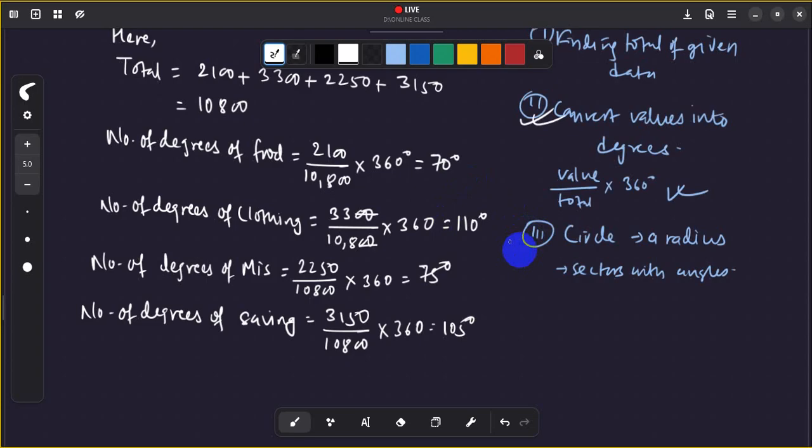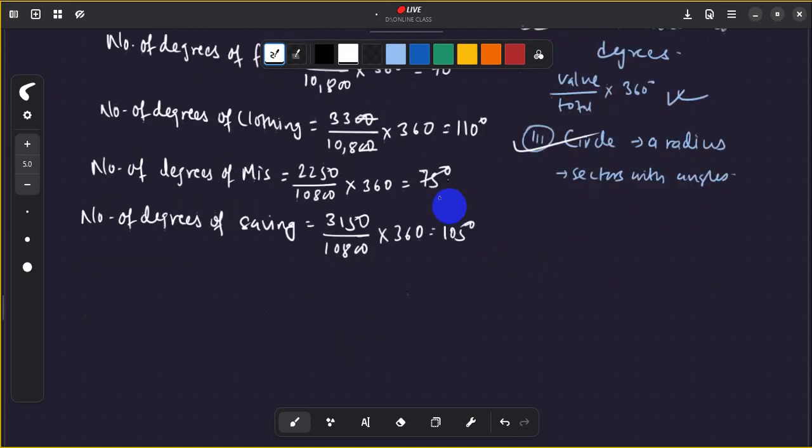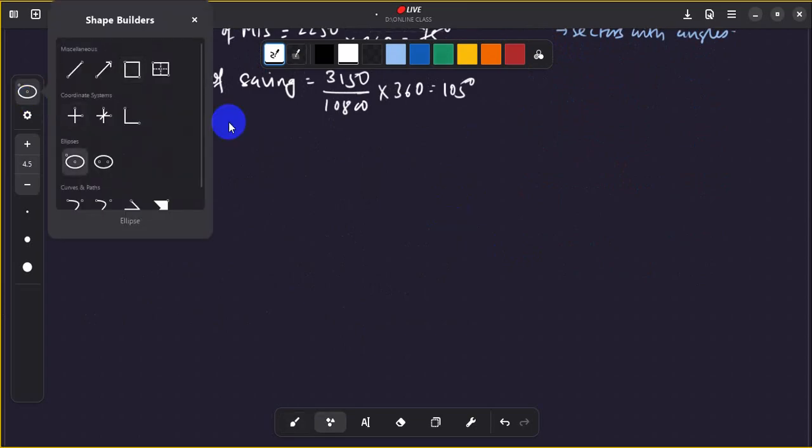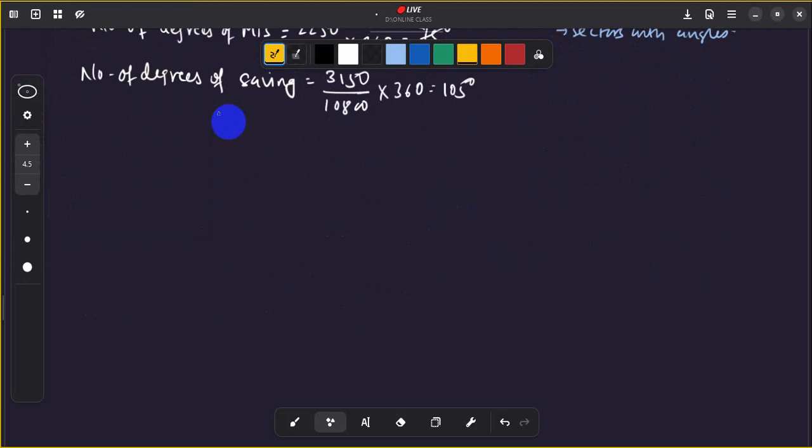Now after this, we'll move on to the third step. The third step is making a circle, and after that we'll make a radius that acts as the reference line to construct the angles. Okay, let's do that. Let's construct a straight line.